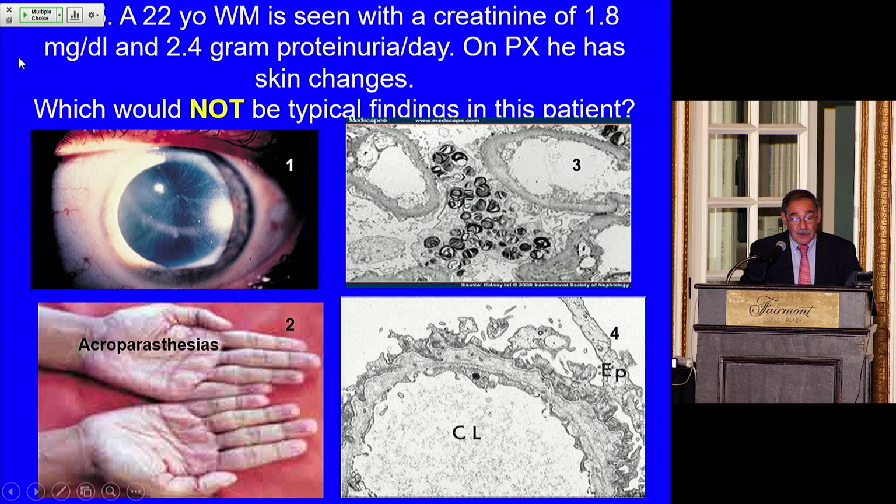This is a good board question. So remember what that guy looked like. Okay, which would you not find in this patient? So you have to know what he has wrong with him, and you have to know what are the things that he would have with that. Okay, let's see.